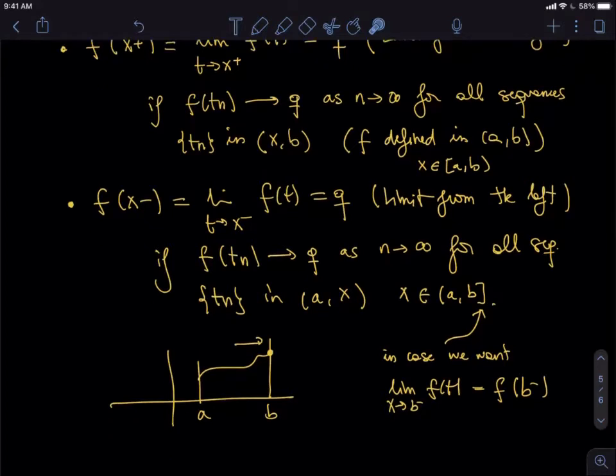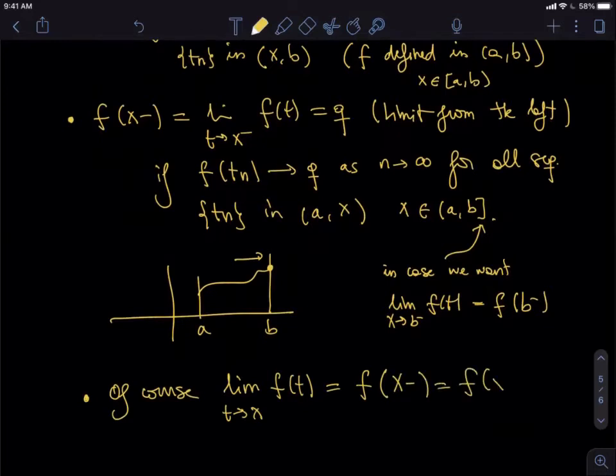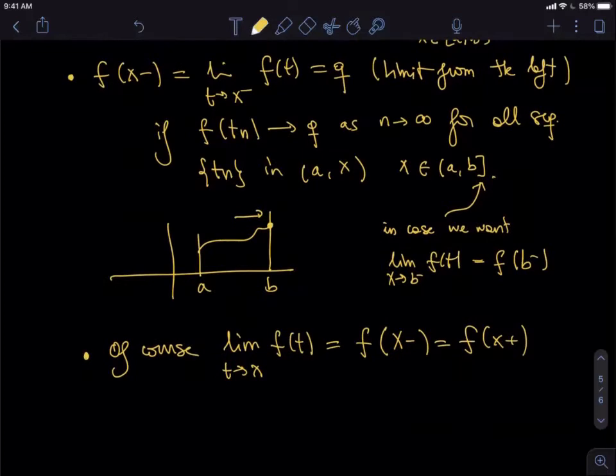Now of course, we say that there is a limit as t tends to x of f of t if these two half limits, the limits from the left and from the right, both coincide. That's the definition of limit, actually.